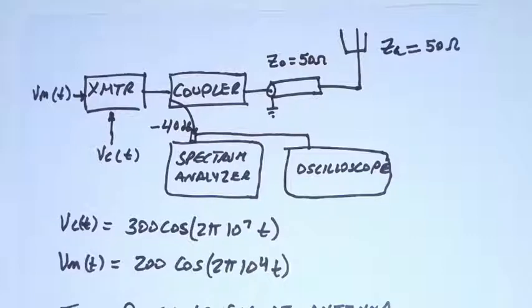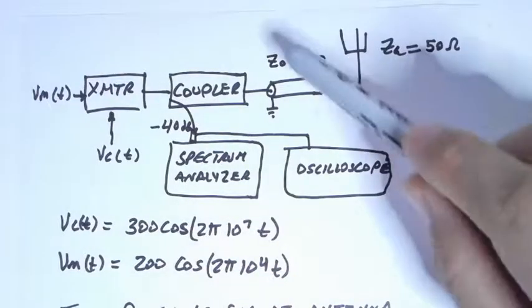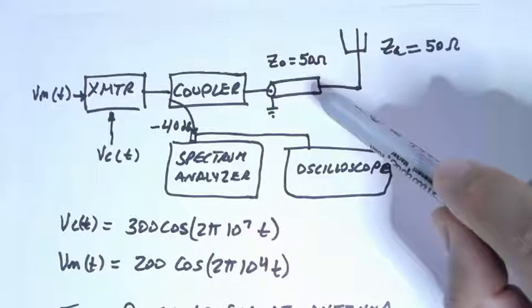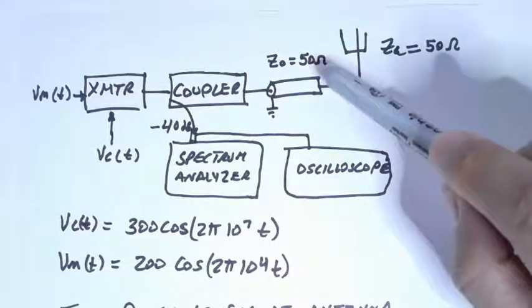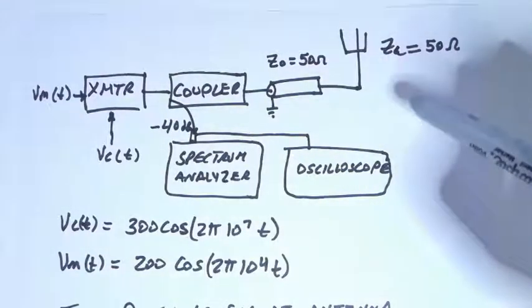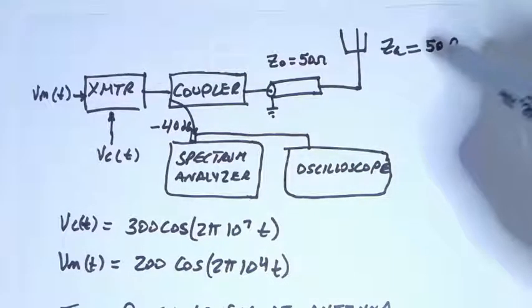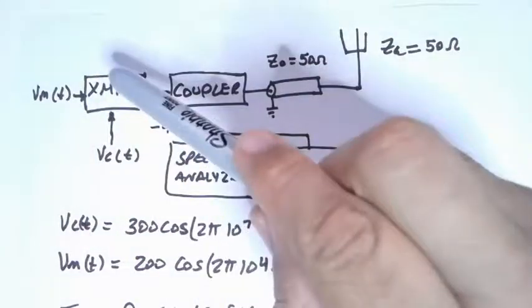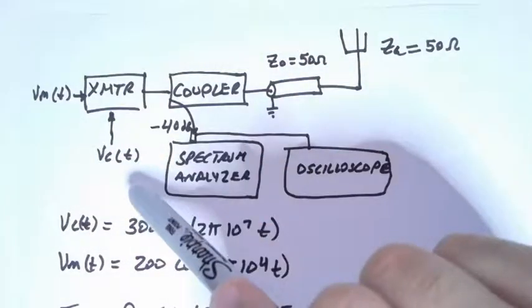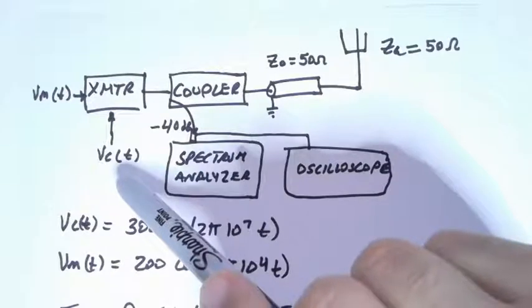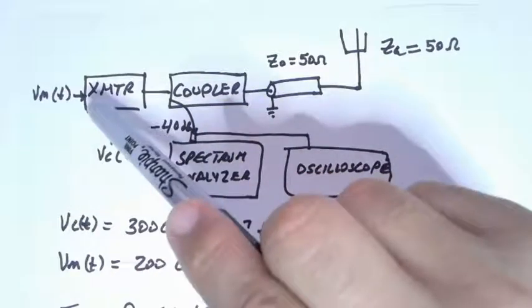Typically for these type of problems, we will have a transmitter that is connected to a coupler, connected to a transmission line that has a characteristic impedance, 50 ohms, into an antenna, which is matched to 50 ohms. Now the transmitter has a modulator that takes in a carrier signal and a modulating signal.